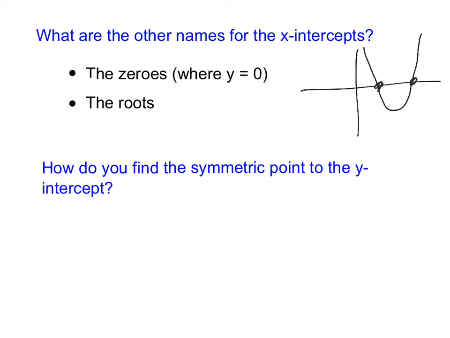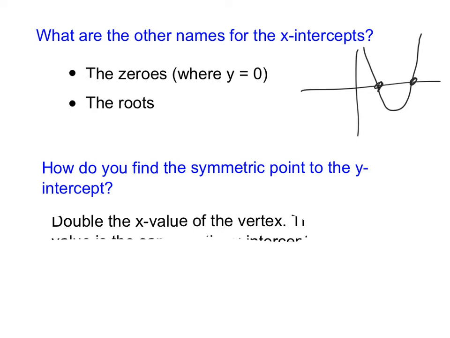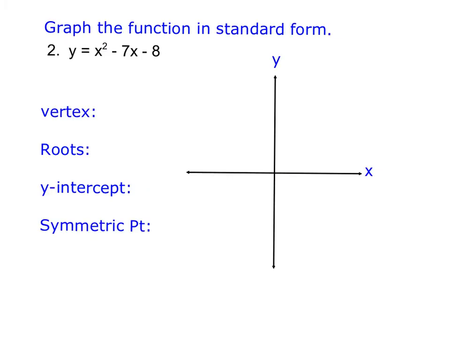And then we talked about the symmetric point, so let's write down how to find it. For our symmetric point, the y value is exactly the same as the y-intercept, but to find the x, we double the x value of the vertex. It has to do with the symmetry, that we're the same distance away from the axis of symmetry. Okay, so same thing. We're just going to use these 4 things to find our graph. So start with the vertex, then we're going to do the roots, that's factoring and solving, y-intercept, and then we're going to figure out the symmetric point.